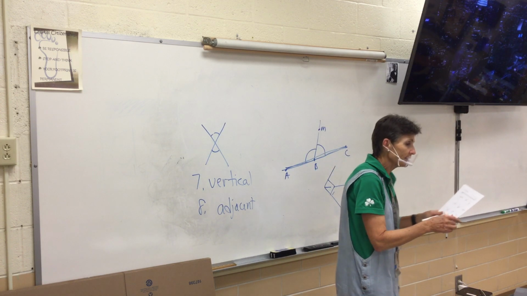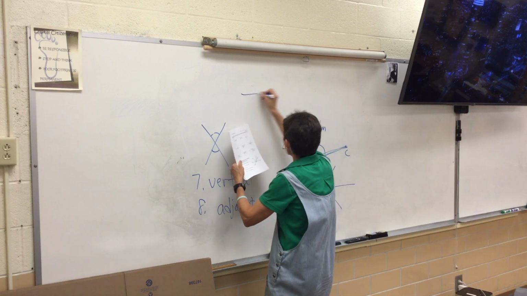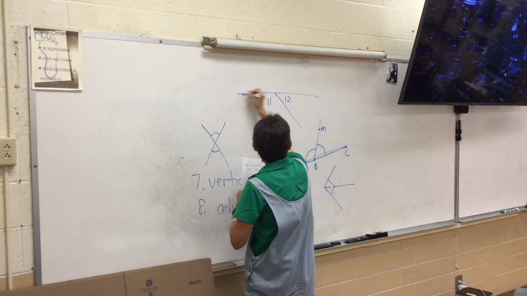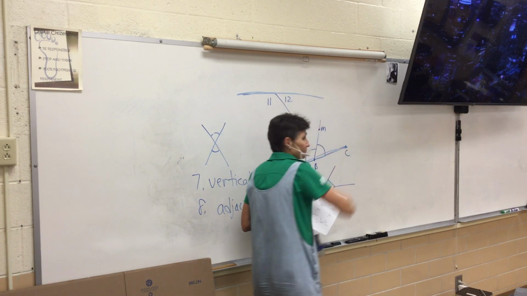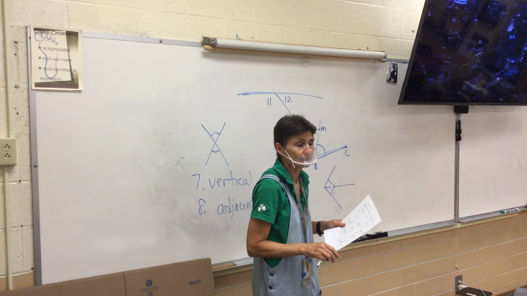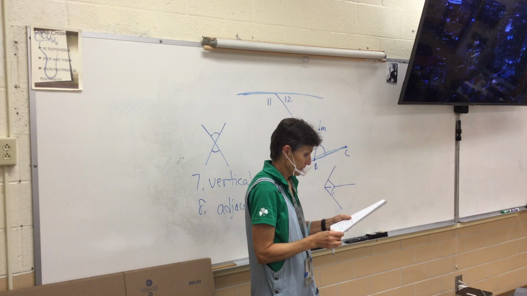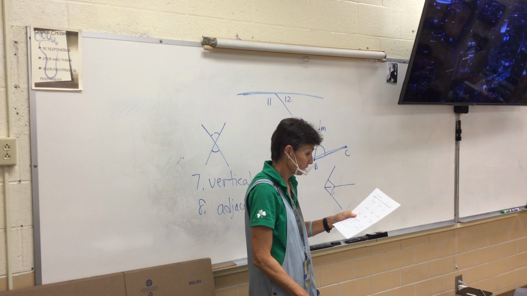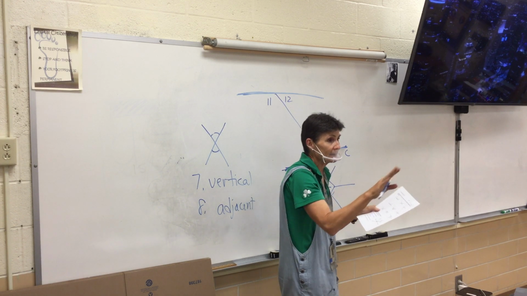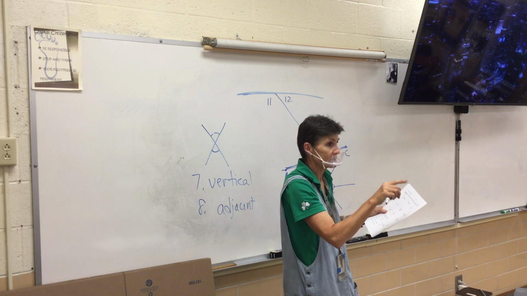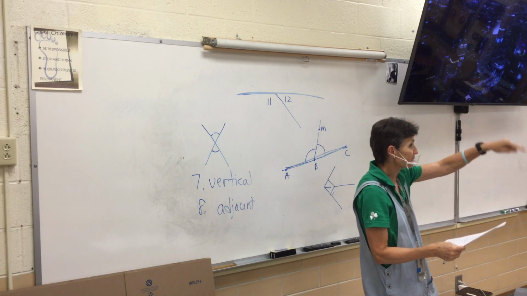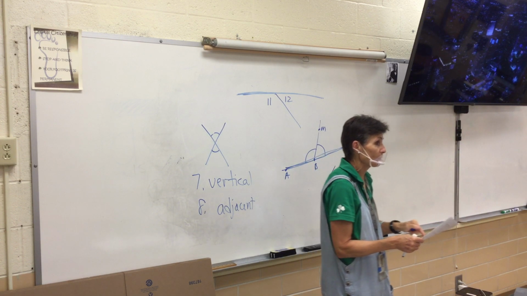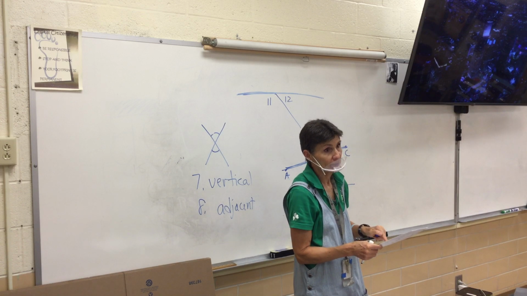Guys, look at 11 and 12. Don't look at the rest of the picture. Look at just 11 and 12. Don't they make a straight line? That's a linear pair. Number 7. Vertical. Now, number 8, I kind of lied to you. I don't see the right angle symbol, but what happens when you add 35 and 55? You get 90. So those two angles in number 8 are complementary.